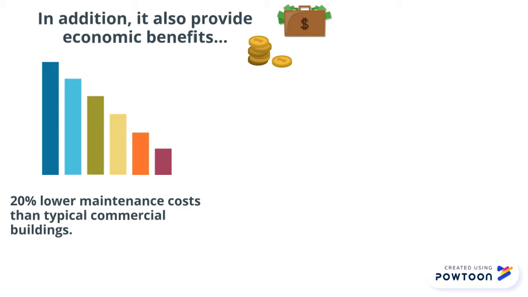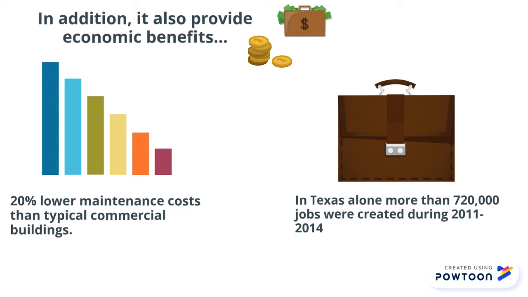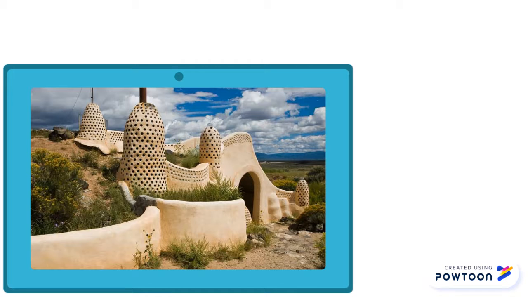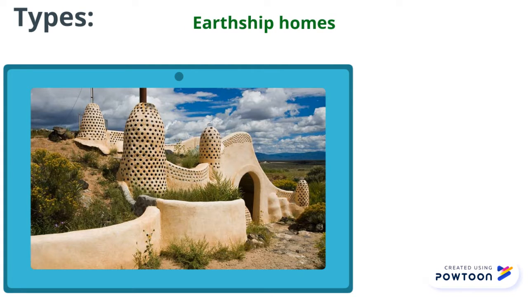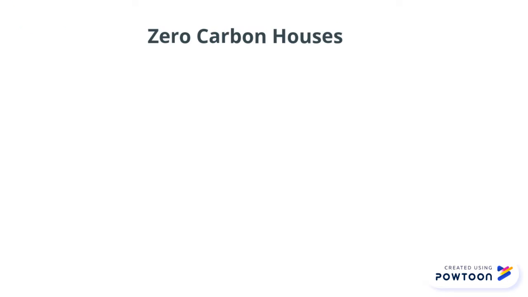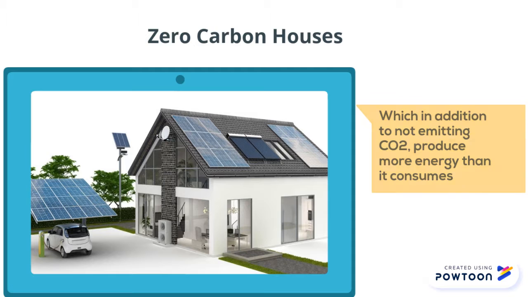And also, the construction of green buildings has created thousands of jobs. For example, in Texas alone, more than 720,000 jobs were created during 2011 to 2014. The term green architecture is just a general term that encompasses any type of eco-friendly construction. Some of the most important types that exist are earthship homes, which are made completely from natural or recycled material, and zero-carbon houses, which in addition to not emitting CO2, produce more energy than they consume.